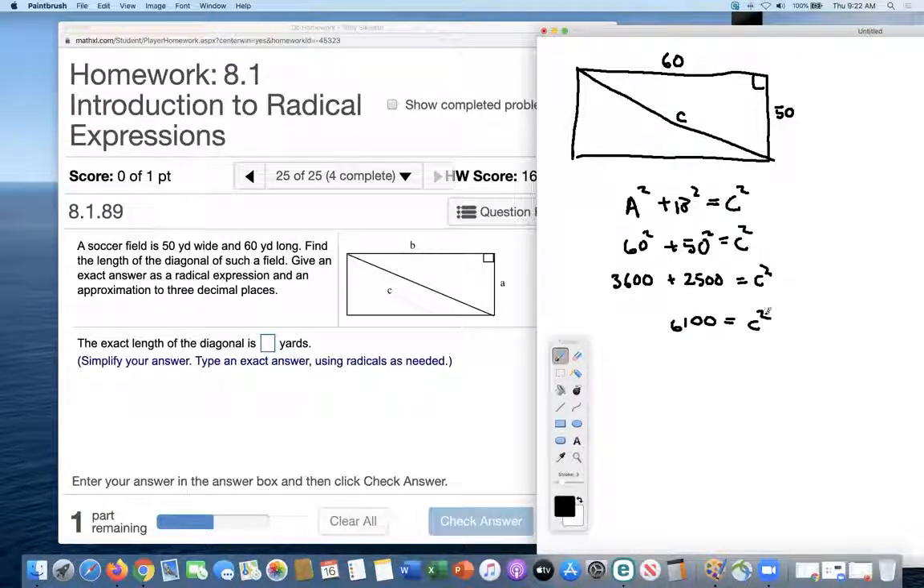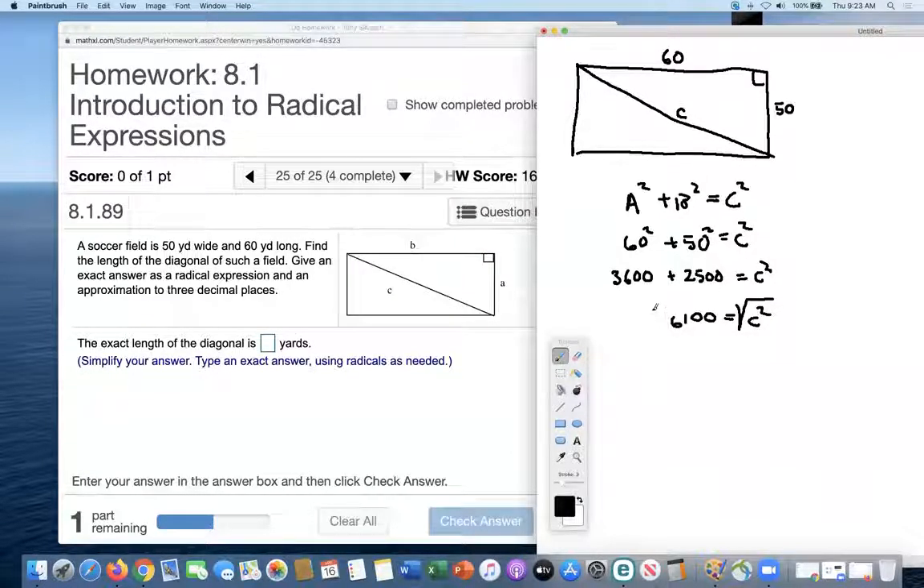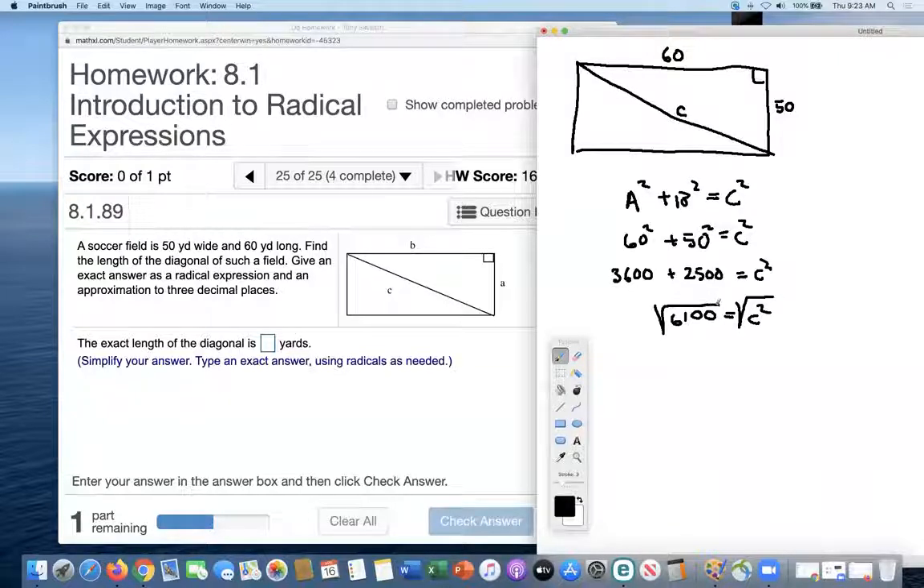What's the opposite operation of a square? What are you supposed to do to get rid of a square? Square root, right? Take the square root of that. If I take the square root, the square goes away. Whatever you do on one side, you do on the other. This cancels, gives you C, and this is the square root of 6,100.